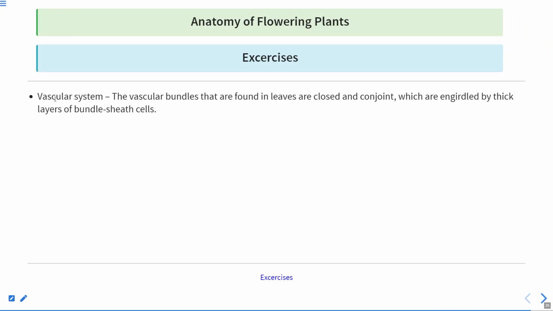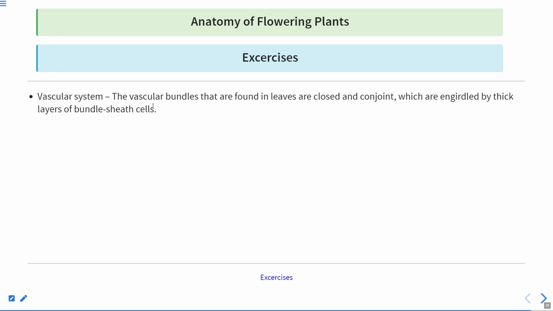Vascular system. If you talk about the vascular system, then the vascular bundles that are found in the leaves are closed and conjoined. Closed means no cambium is present in between the xylem and phloem, but they are conjoined, they are close together, and they are engirdled by thick layers of bundle sheath cells. So it is having an outer covering of the vascular bundle, a thick layer which is called bundle sheath cells.